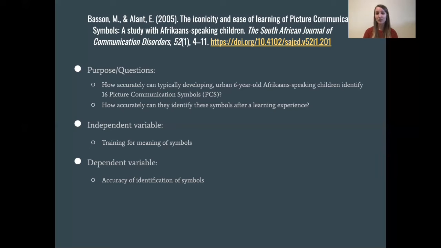On the second day, the control group was not given a training, and the experimental group was given training. So they were taught what each of the 16 symbols meant, and they went over that twice in that session. And then the third day, both groups took the same test again as they did the first time. And then they compared the results.